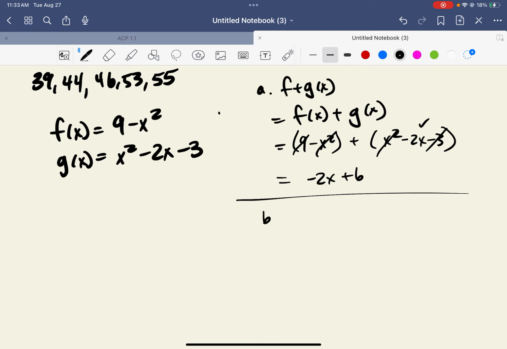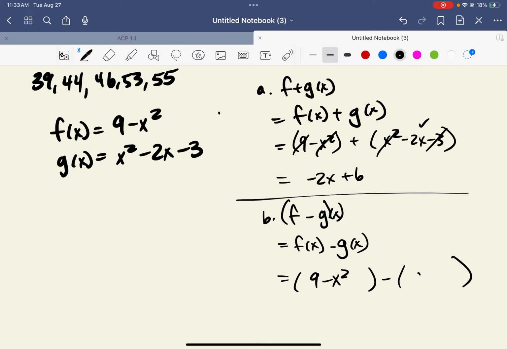B is f minus g of x. So that's just going to be f of x minus g of x. So it's going to be the whole function f minus the whole function g. So it's this thing minus this thing. In this case, the negative distributes to everyone. So you get negative x squared plus 2x plus 3.